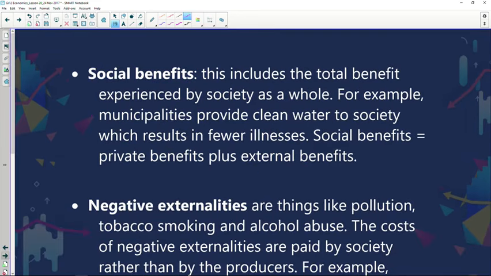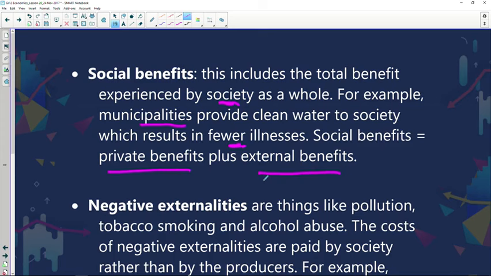Okay, so what are social benefits? This includes the total benefit experienced by society as a whole. For example, municipalities provide clean water to society, which results in fewer illnesses because we all have access to clean water. And so social benefits equal your private benefits plus your external benefits.